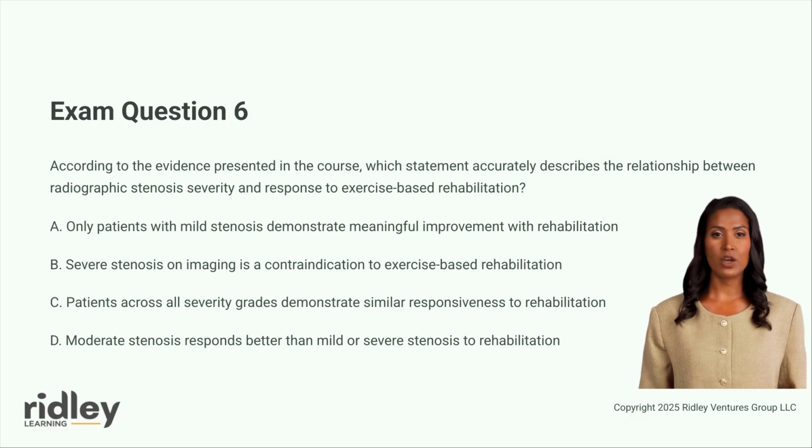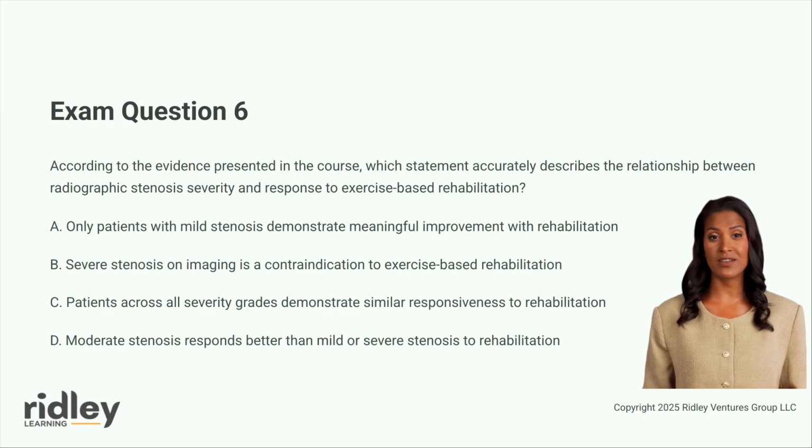Question 6. According to the evidence presented in the course, which statement accurately describes the relationship between radiographic stenosis severity and response to exercise-based rehabilitation? The correct answer is C. Patients across all severity grades demonstrate similar responsiveness to rehabilitation. Rationale: research conducted by Shahidi and colleagues challenged the assumption that patients with more severe stenosis on imaging would respond poorly to conservative treatment. Their findings demonstrated that imaging-based stenosis severity does not predict rehabilitation outcomes.